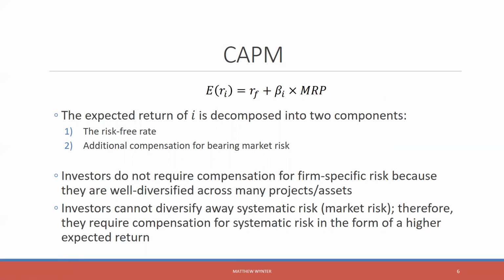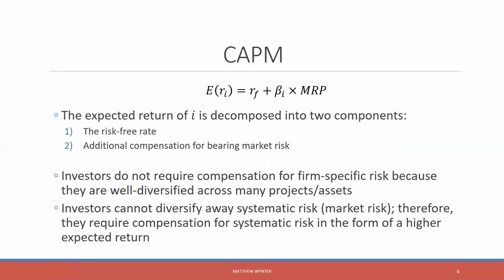And what's the main idea? Again, a refresher from the CAPM. We know that under the CAPM, investors do not require compensation for firm-specific risk because they're well diversified across many projects, many assets. Investors cannot diversify away from systematic risk, market risk. Therefore, they require compensation for systematic risk in the form of a higher expected return.